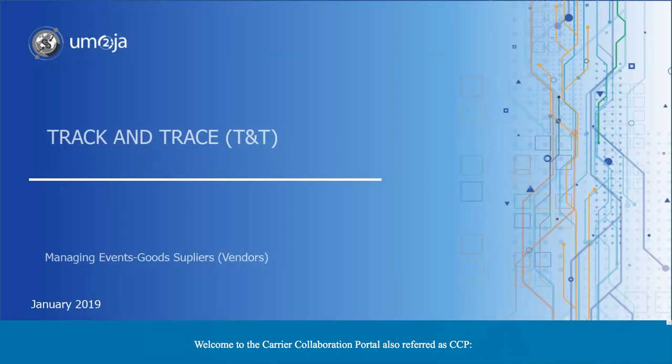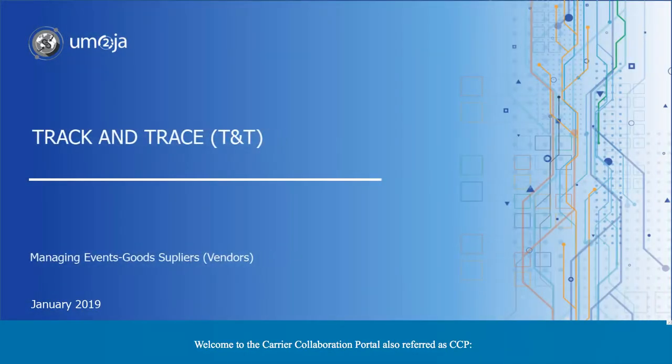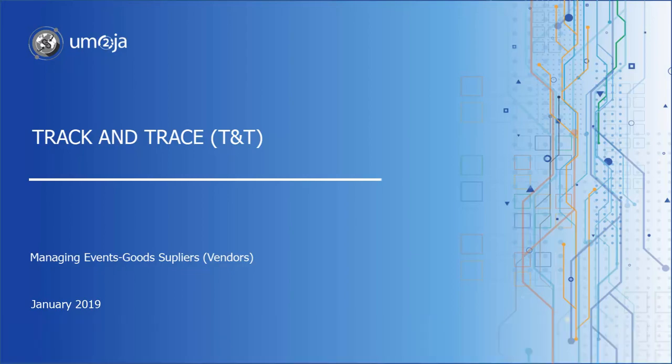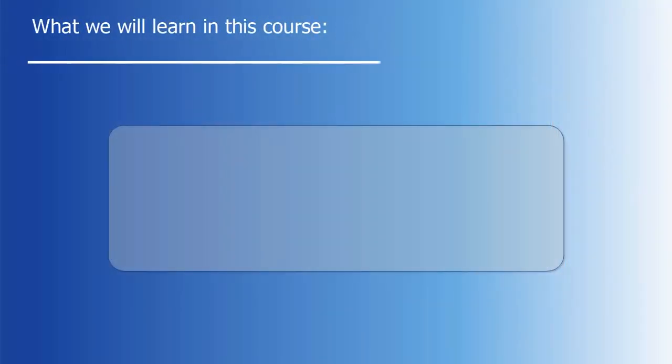Welcome to the Carrier Collaboration Portal, also referred to as CCP. As a UN partner, you have been given access to this portal in order to use the track and trace process for shipment to the UN. Let's see what we will learn in this course by reading our learning objectives.